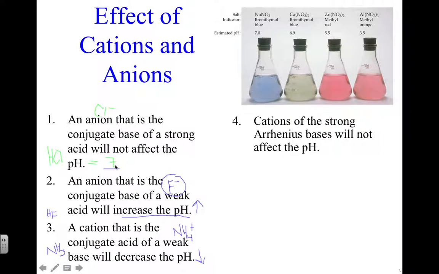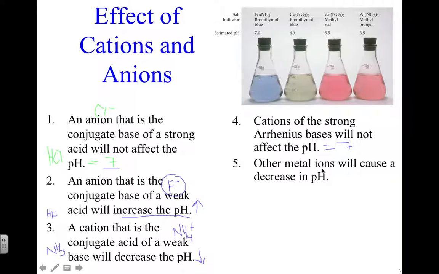Point 4. Cations of strong Arrhenius bases will not affect the pH. So what are these? These are the strong bases: sodium hydroxide, potassium hydroxide, calcium hydroxide, etc. All of those cations will not affect the pH. What does it mean to not affect the pH? It's going to equal 7. So I remember the anion of a strong acid doesn't affect the pH of 7. Cation of a strong base doesn't affect the pH of 7.